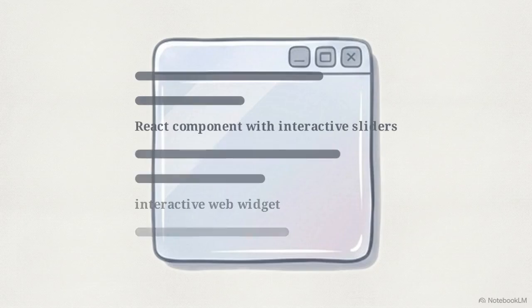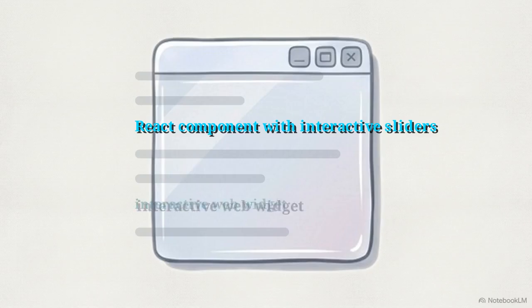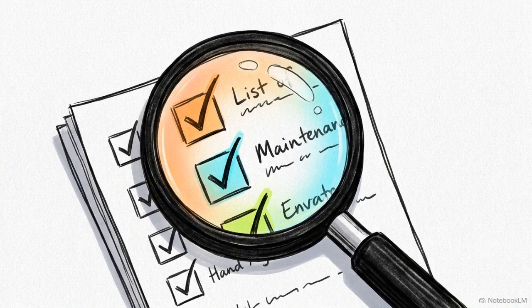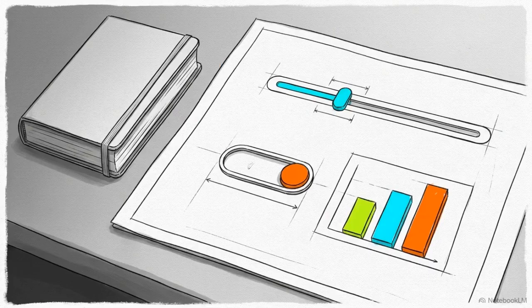This prompt schematic highlights the exact fix. You must explicitly command the AI to generate a functional format, such as a React component or an interactive web widget. The prompt must list the exact user interface controls you need. If you want dynamic sliders, toggles, or specific types of charts, ask for them by name.